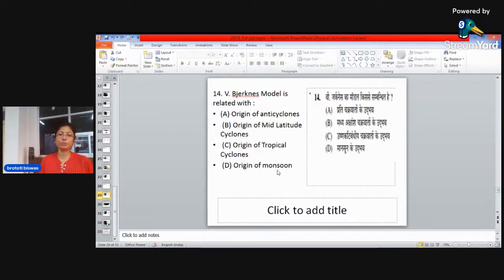What do you think should be the correct answer? I have an answer C. So anyone else, can you attempt? Silo, you are right. It is the origin of mid-latitude cyclones.